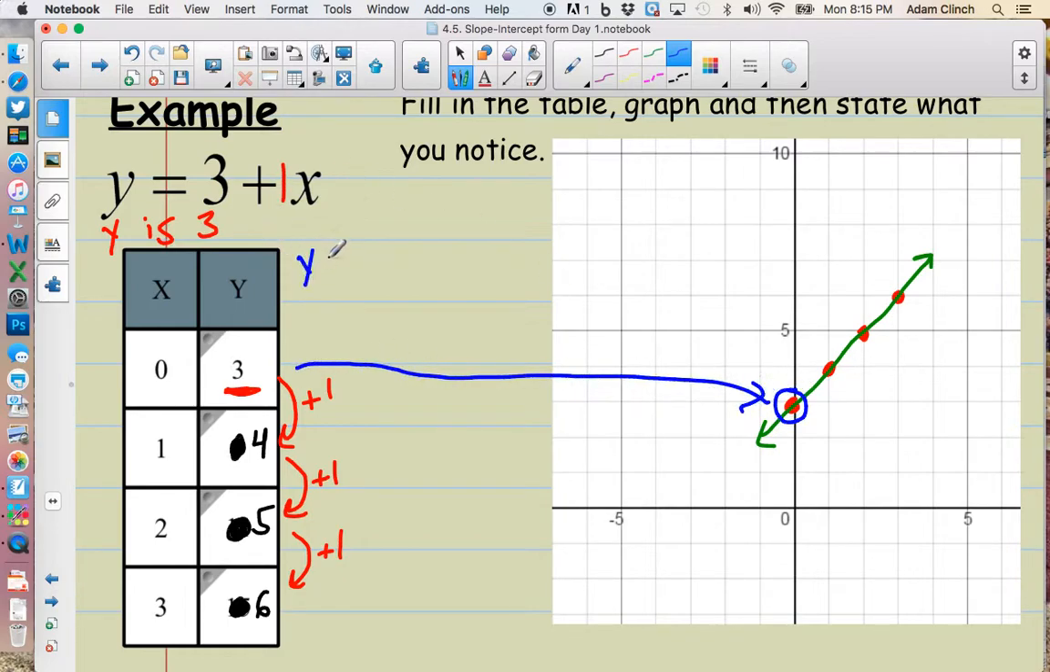My y-intercept is equal to 3. It's the number all by itself in the equation. And then what are we doing? We're adding 1 for every x. Well, that's my slope. Up 1 over 1.